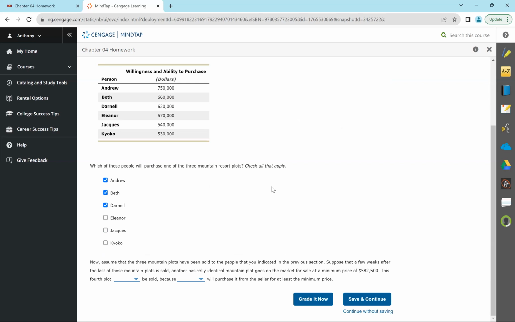Now assume that the 3 mountain plots have been sold to the people you indicated in the previous section. Suppose that a few weeks after the last of the mountain plots sold, another plot becomes available for a price of 595,000. Well, the problem is they still don't have enough money, because no one purchased it. So the point is, at some point you run out of people to buy. So you either lower your price or you don't sell it.